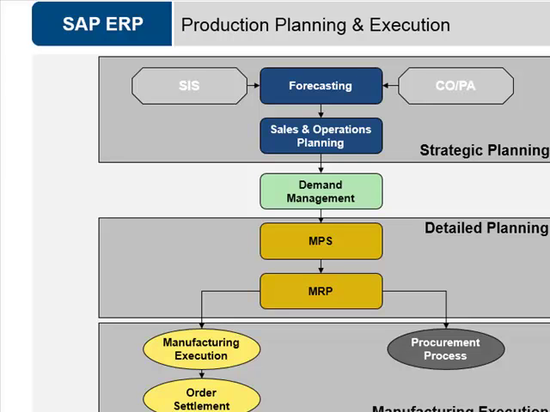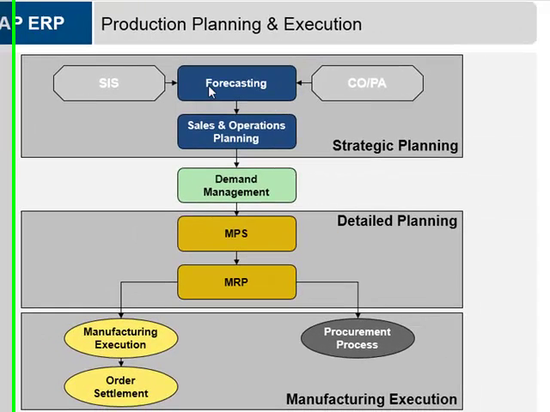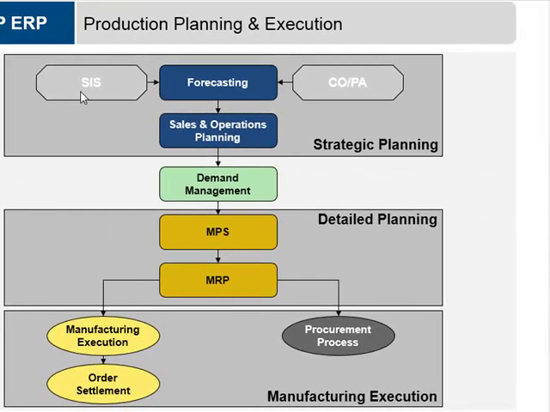Based on your forecasting, you come up again with certain targets for your sales and your operations. Now, it's very interesting that you see two inputs going into forecasting. We have SIS and we have COPA. Does anyone have any idea what these are?